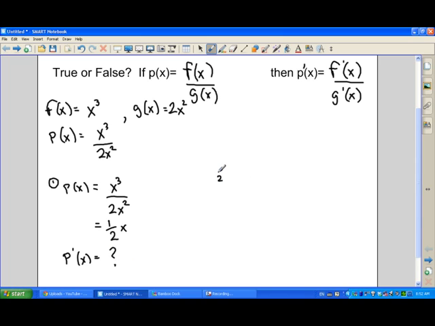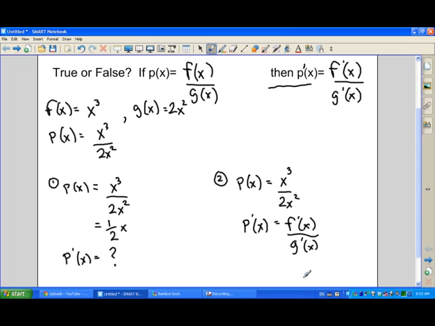The second way we can do this is by trying what I'm proposing that derivative is equal to. So if p of x is equal to x cubed over 2x squared, see what you get when you find the derivative by taking the derivative of the top and dividing it by the derivative of the bottom, and compare. Okay, so try that now.